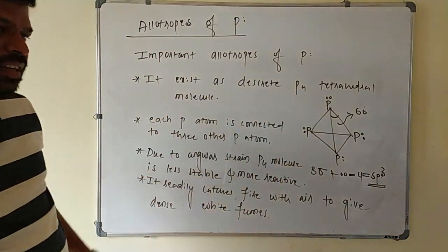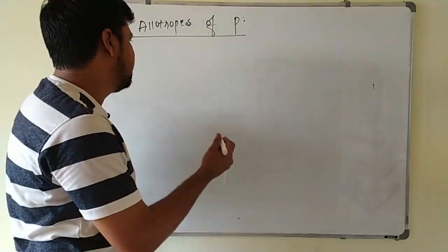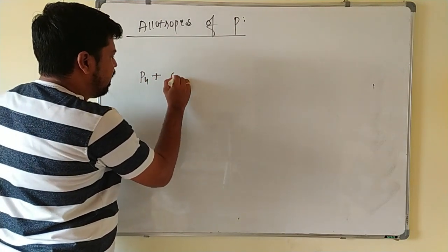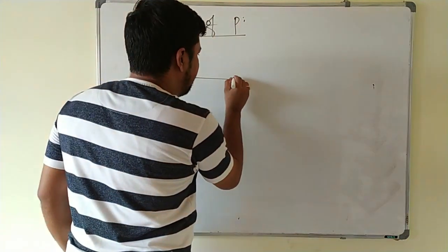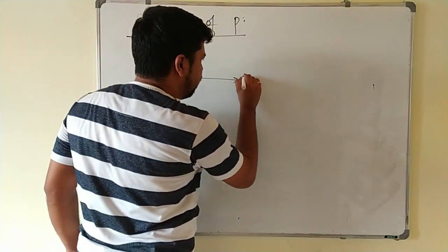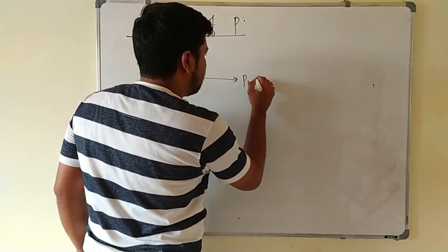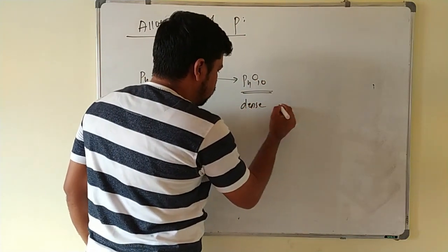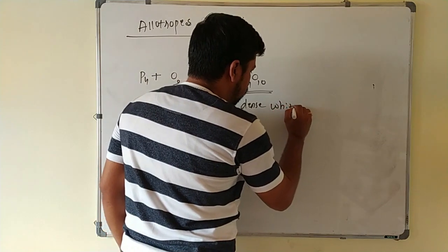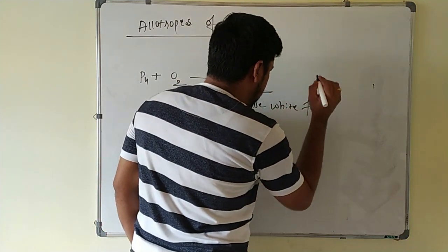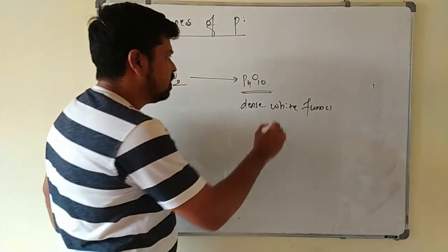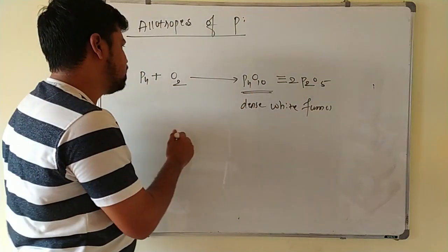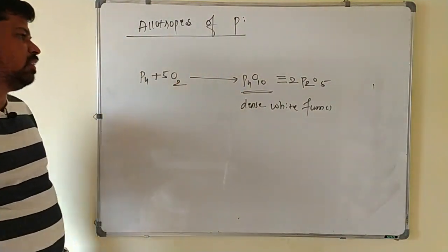Here I'll write the reaction in the next slide. This phosphorus readily catches fire with air. Air is nothing but oxygen here. It gives dense white fumes of P4O10. This is equivalently written as 2 times P2O5. So here 10 oxygen means you have to take 5 O2 molecules.